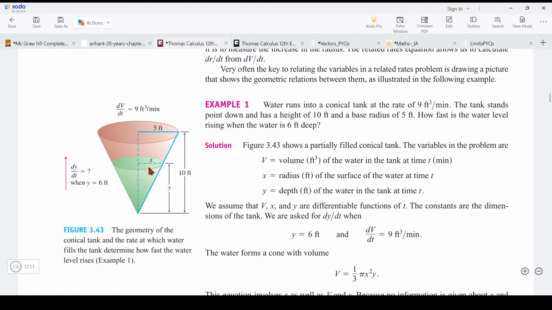Yes, sir. Agreed. With y will change, x will change. But x and y are related. Agreed. Yes, sir. X and y are related. And how are they related? Because if this is 5, this is 10.